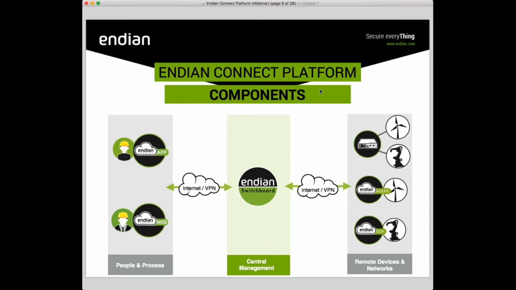So the actual components that Endian has created that you can now utilize as part of the Connect platform are shown on this slide. We've broken it down into the 3 areas that we just talked about. Starting from the left, we have people and process. So these are your users, or your groups. In the middle, we have the central management piece, which is the Endian Connect Switchboard. And then on the right-hand side, you have your remote devices, your remote networks that you need to get connected so that users can then access those resources through the switchboard.